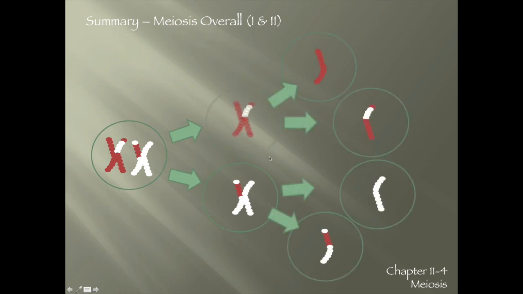And if we look at the original cell that would have existed, notice how this cell compares to the final cells. The final ones have half the number of chromosomes, we've separated the homologous chromosomes in each, and crossing over also occurred somewhere in between.